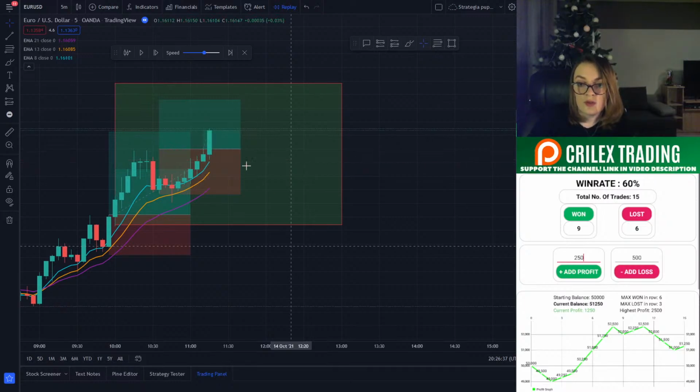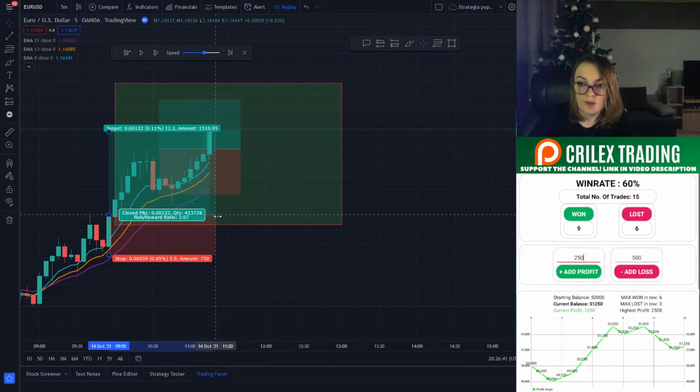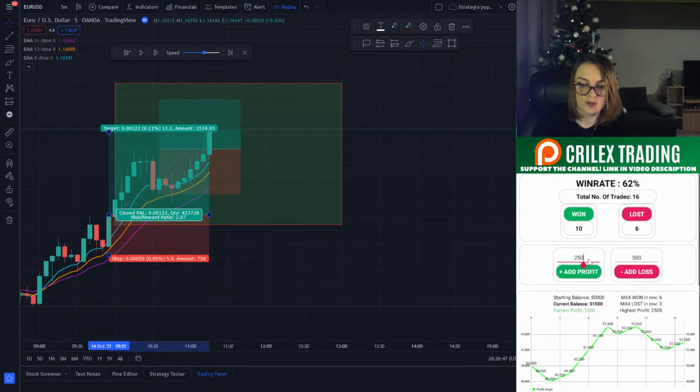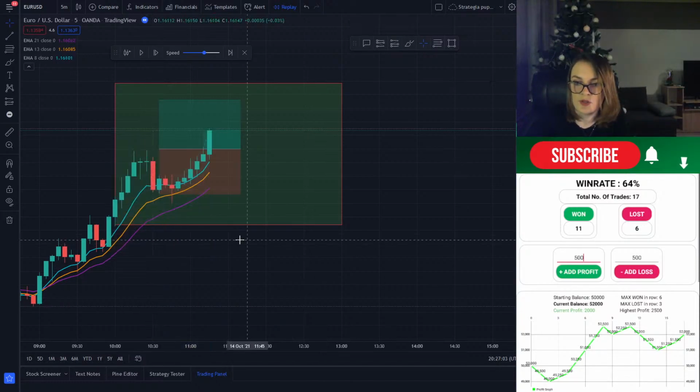We are now triggered in the second position, and for the first one, the take profit was hit, the 2-to-1 take profit. So I am going to add the first position here and the second one with the 2-to-1 take profit. Also marking it into the Excel sheet. This is the 14th of October. And we've got triggered also in the second position.